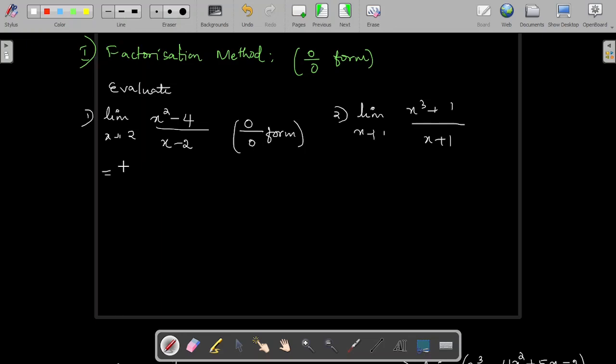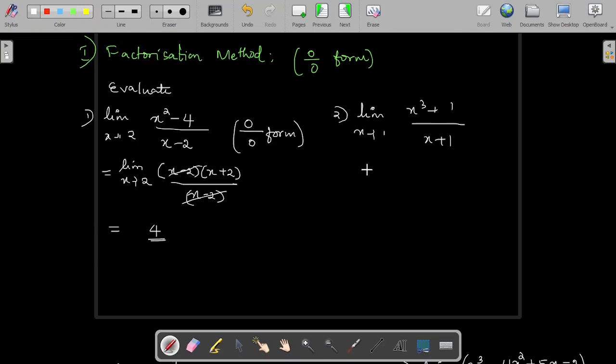That means we have to factor this function and get some of the factors removed, then apply the limit. x square minus 4 is x square minus 2 square. Then a square minus b square formula, x minus 2 into x plus 2 divided by x minus 2. Now this x minus 2 cancels. That factor which was making both numerator and denominator 0, that got cancelled. Now apply the limits. 2 plus 2, it is equal to 4. Hence the value is equal to 4.